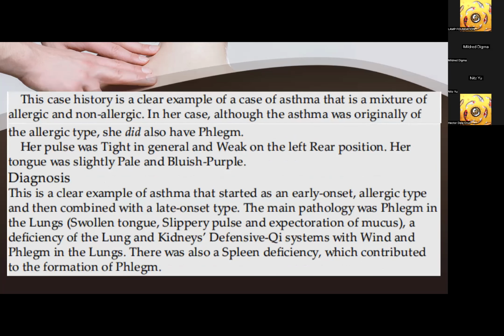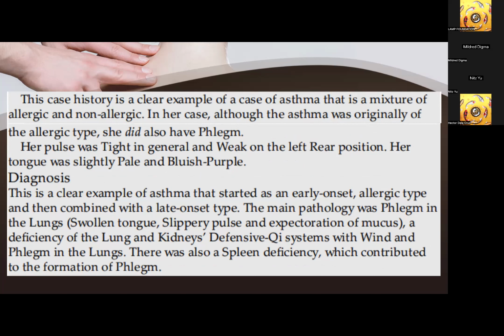This case history is a clear example of a case of asthma that is both allergic and non-allergic. In her case, although the asthma was originally the allergic type, she did also have phlegm. Her pulse was tight in general and weak on the left rear position. Her tongue was slightly pale and bluish purple. So there may be stagnation or cold as well.